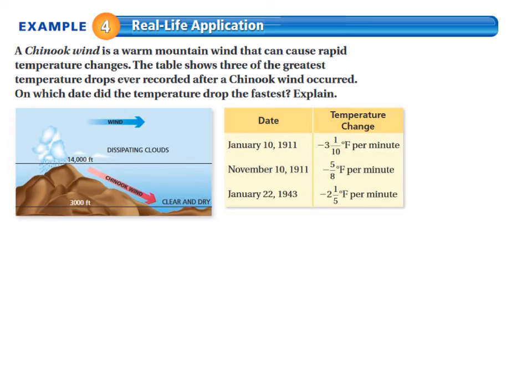Okay, example 4. A Chinook wind is a warm mountain wind that can cause rapid temperature changes. The table shows 3 of the greatest temperature drops ever recorded after a Chinook wind occurred. On which date did the temperature drop the fastest? Explain. Okay, so here we have 3 choices, here, here, and here. So I'm going to put all these guys on a number line. These are all negative, so I'm only going to put 0 and some negative numbers to the left of it.